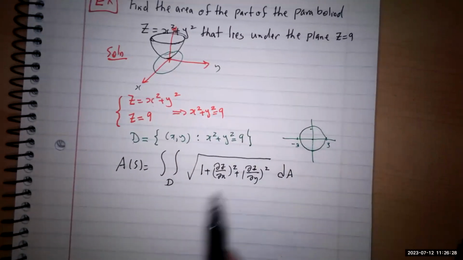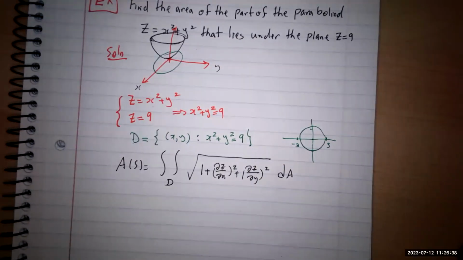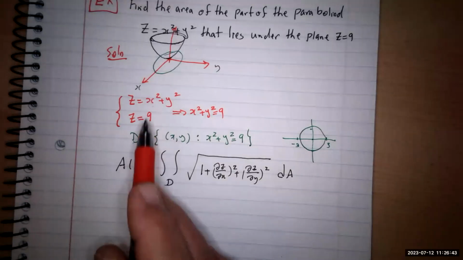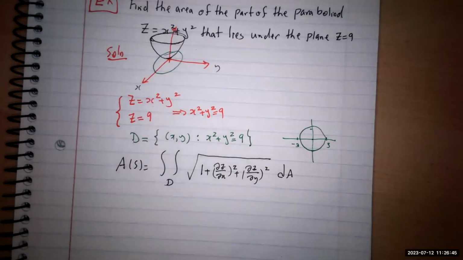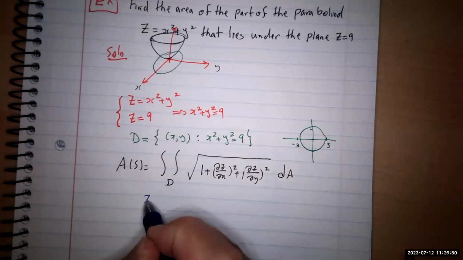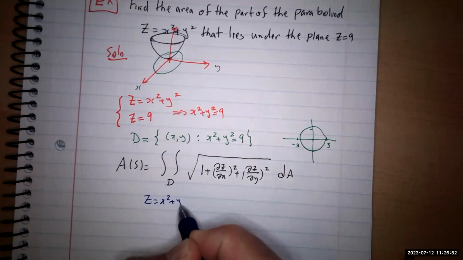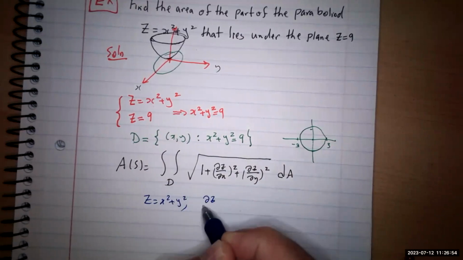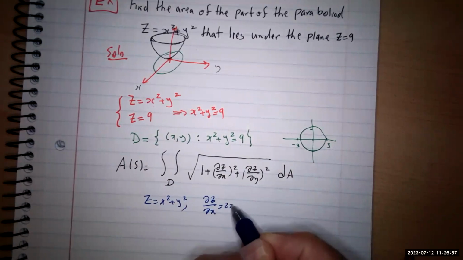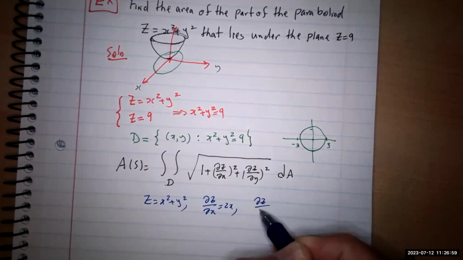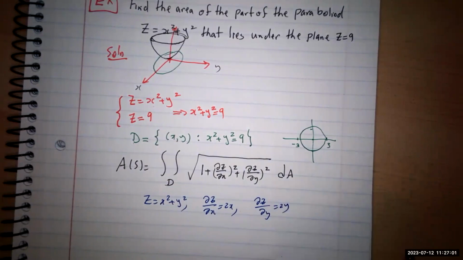Of course, your function. So the situation you're going to have is this: we have z equal to x squared plus y squared. So you find the partial of z with respect to x, which is 2x, and you find the partial of z with respect to y, which is 2y.